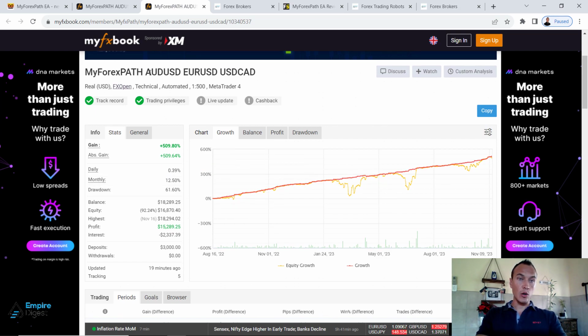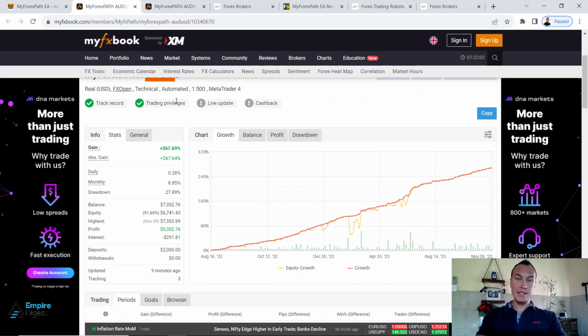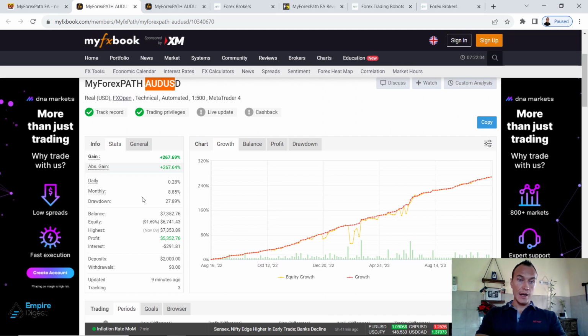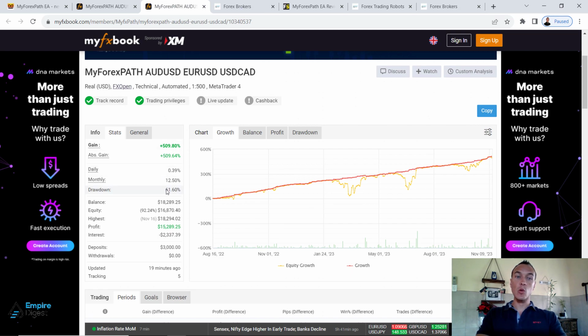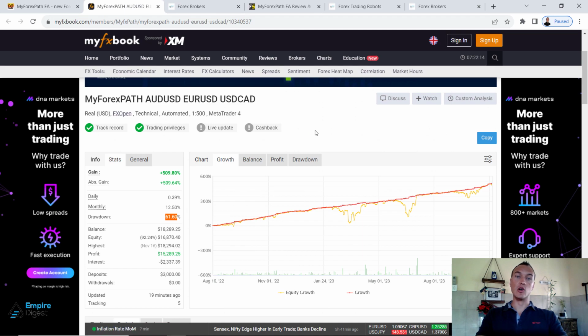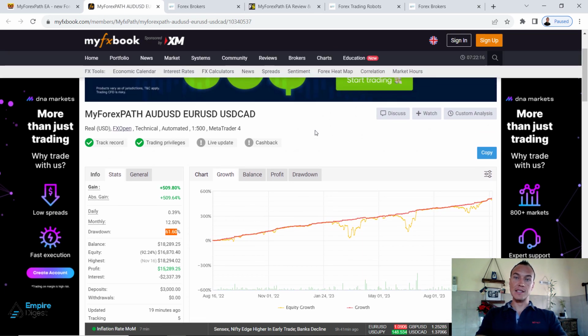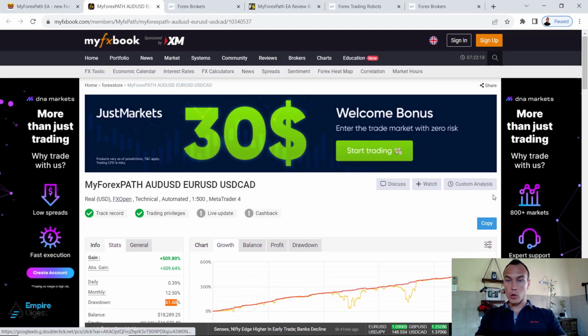Let's say we use the AUD USD, Euro USD, USD CAD. In this case, this is the AUD USD alone, and the drawdown for this specific one alone is 27.89%, and this one is 61.60%. So I'm going to close this one, and let's just work with the one that's got all three pairs on it as an example. So firstly, what you want to pay attention to is the custom analysis.